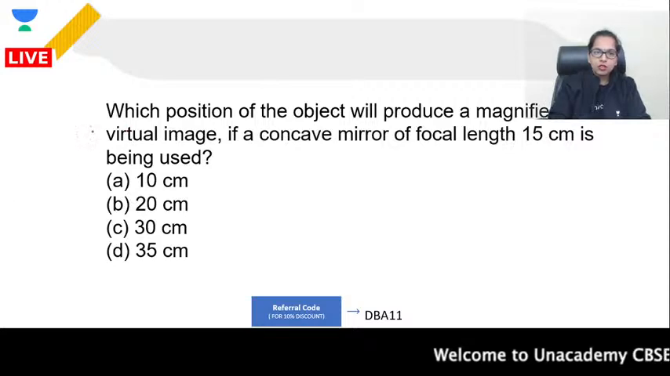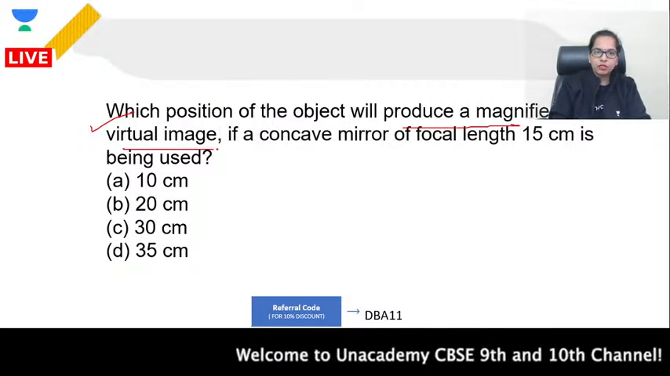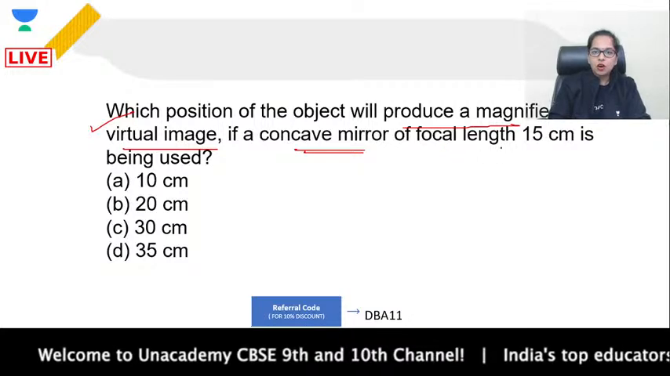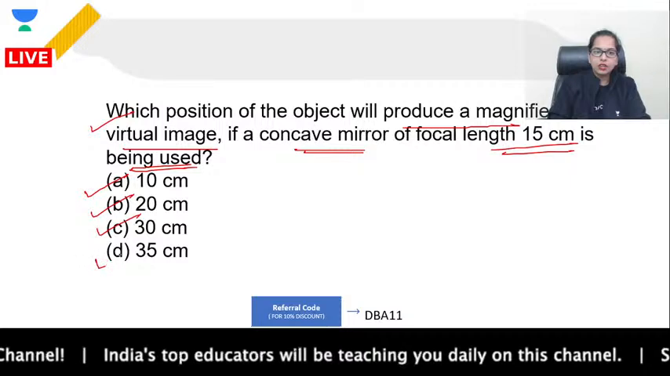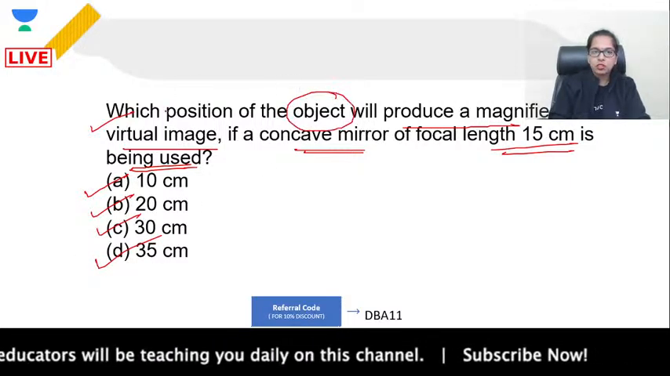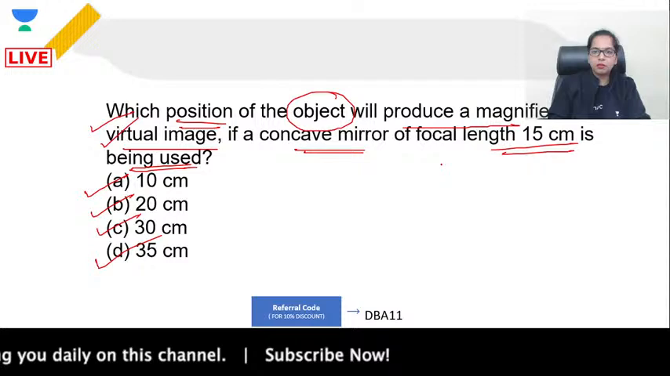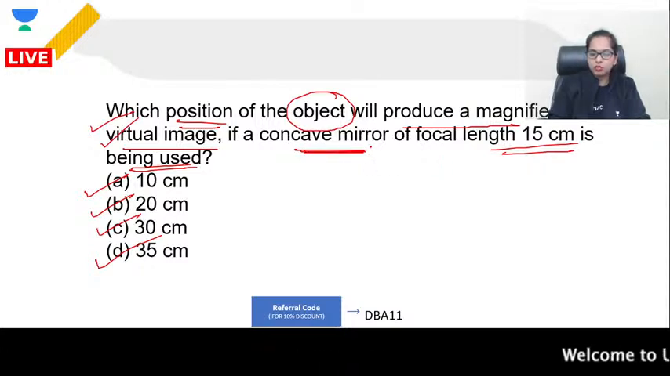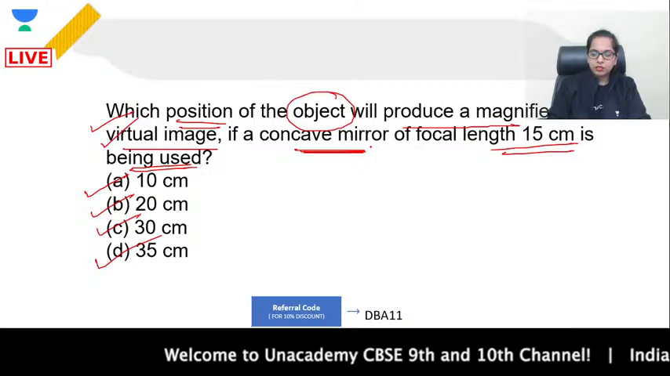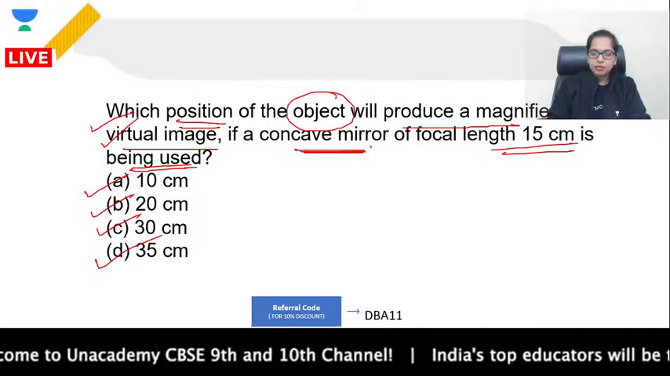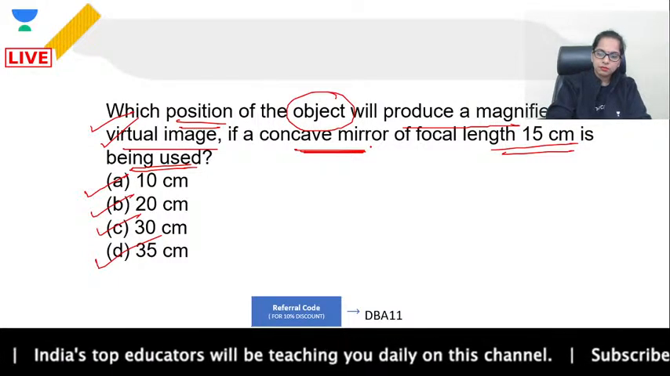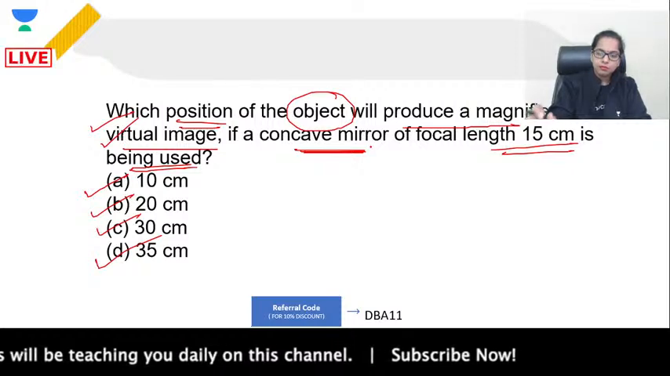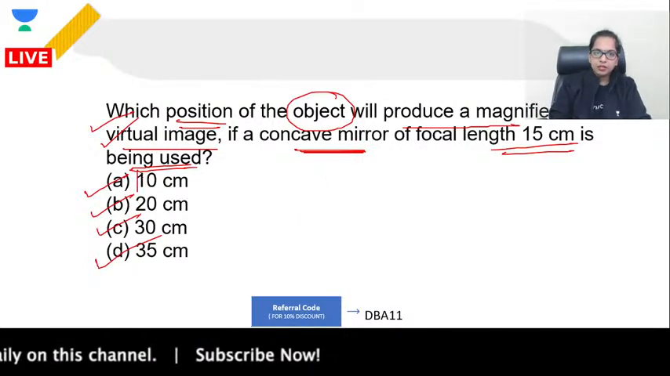Which position of the object will produce a magnified virtual image if a concave mirror of focal length 15 centimeters is being used? 10 centimeters, 20, 30 or 35 centimeters. What should be the position of the object to produce a virtual image in a concave mirror? Quickly tell me. What should be the answer for this? 10 centimeters. Okay. Right answer is 10 centimeters.